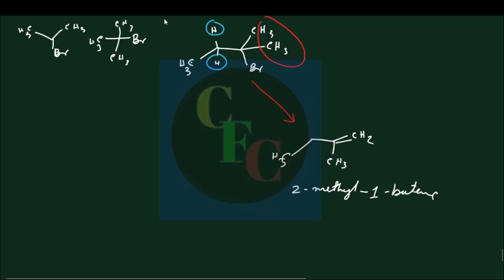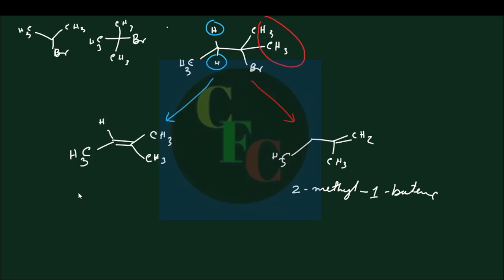Whereas if you eliminate this beta hydrogen, the one encircled in blue, then you will have a product which will look like this one, and we have to name it 2-methyl-2-butene, right? Now the question is, which will be the major product?